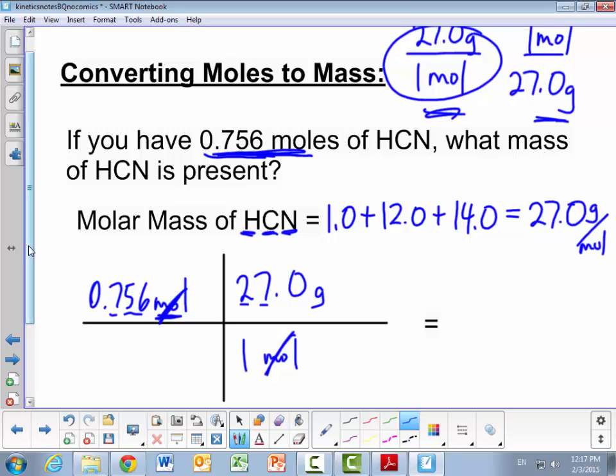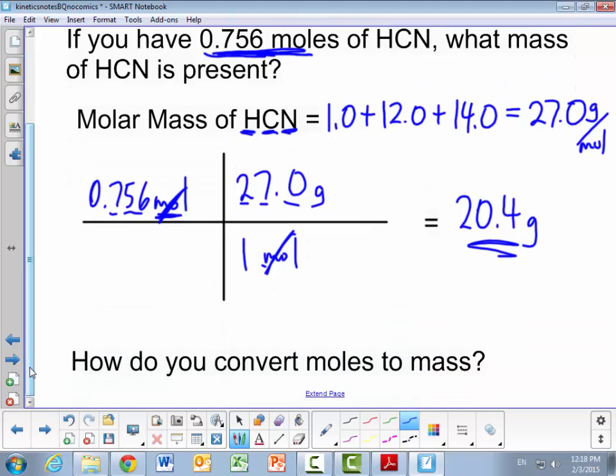So to get my answer, it's going to be 0.756 times 27.0. I have 3 sig figs here and 3 sig figs here. So my answer is going to have 3 sig figs, and the answer is 20.4 grams. If you think about it, it makes sense. If 1 mole is 27 grams, we have about 3/4 of a mole. And so our answer is going to be about 3/4 of 27. And so we get 20.4.